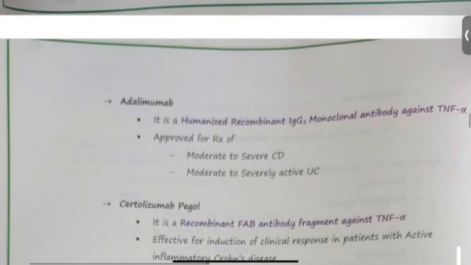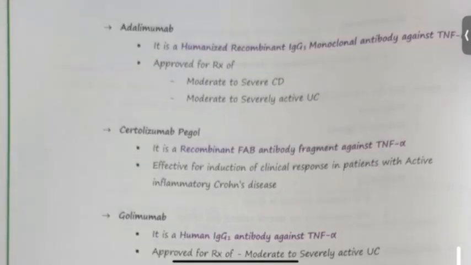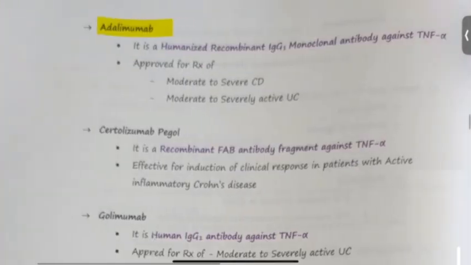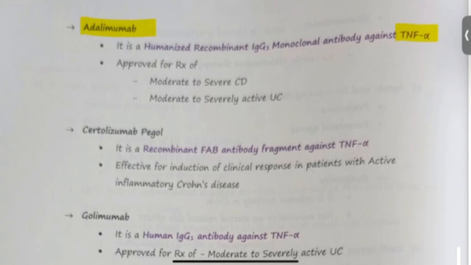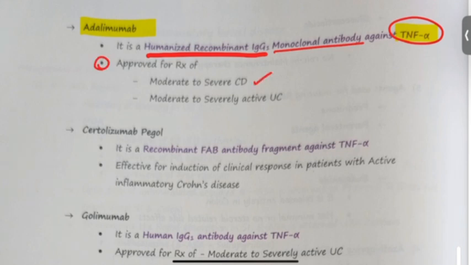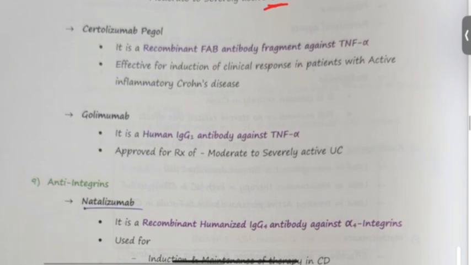Okay. So next monoclonal antibody being adalimumab. So it is against TNF alpha. So TNF alpha is used as an antigen, and against that a humanized recombinant IgG1 monoclonal antibody is developed. Okay. So this is approved for treatment of moderate to severe Crohn's disease and moderate to severe ulcerative colitis. Okay. Next monoclonal antibody is certolizumab pegol. It is a recombinant FAB antibody fragment against TNF alpha again.